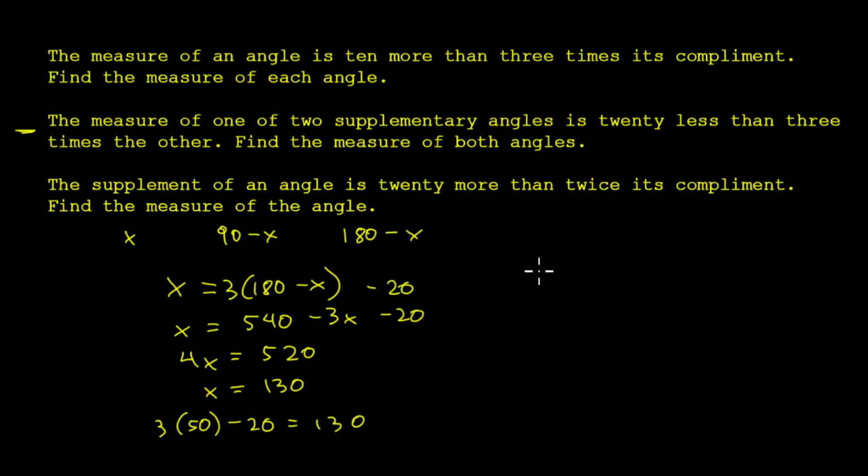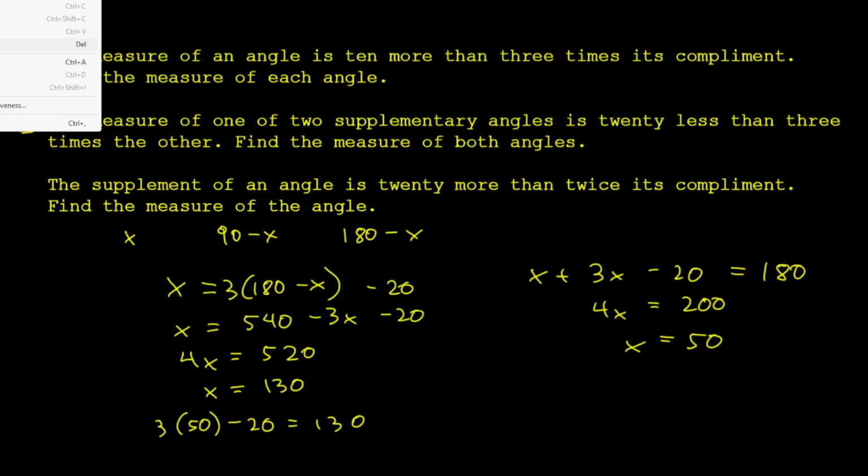Again, you could do it this other way. x plus 3x minus 20 equals 180. 4x equals 200. And then x equals 50. That would get you to the same spot. This is simpler on simpler problems. You're going to want to learn to do both ways, which we will see on the next problem.